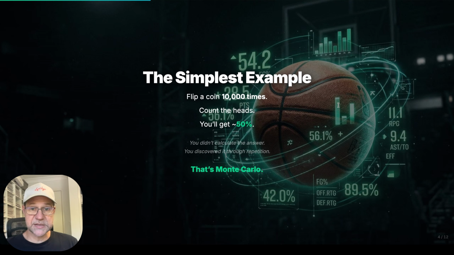Now, that essentially is a Monte Carlo simulation. You didn't calculate the answer using math, you just did the simulation yourself 10,000 times, and you discovered it through repetition. Let's say we expand this to something with more than 2 outcomes. Let's say we're rolling a dice, and we want to roll the number 2. What are the odds of rolling a number 2, right?